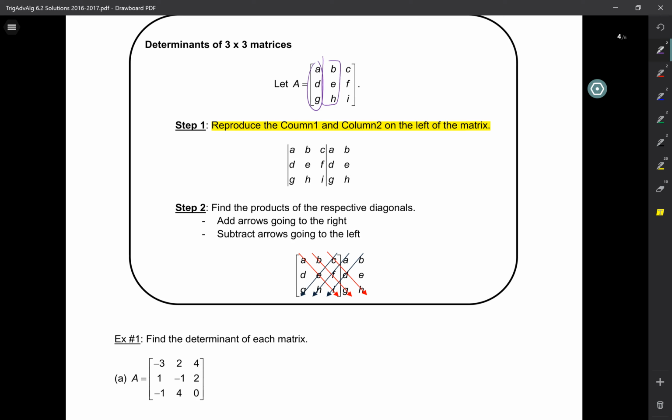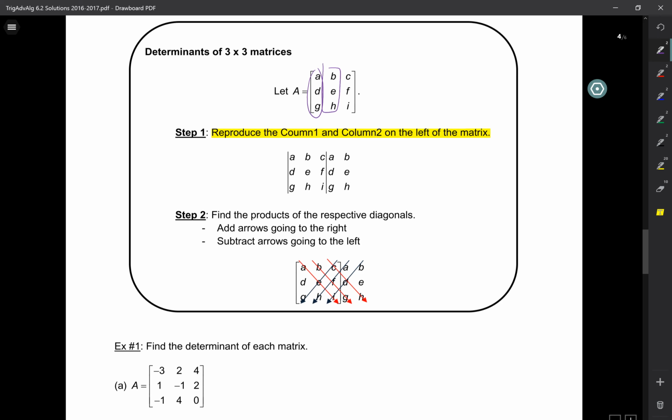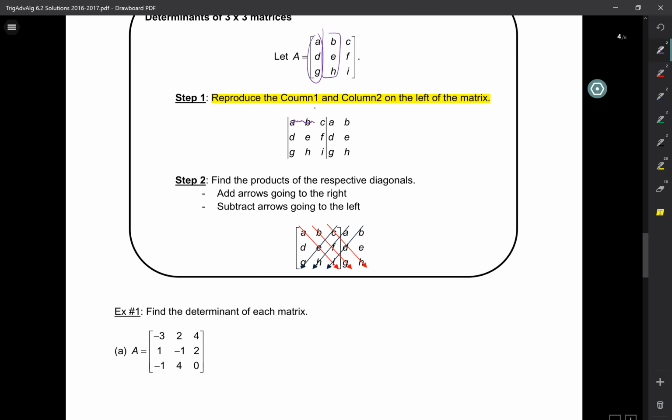So now you draw diagonals. Look, you draw one diagonal this way. One diagonal this way, 2, 3. Does everybody see that? And what's on that first diagonal? A, E, and I, right? So you multiply everything that's on that diagonal. A times E times I. And then B times F times G. C times D times H. Like on that whole diagonal.